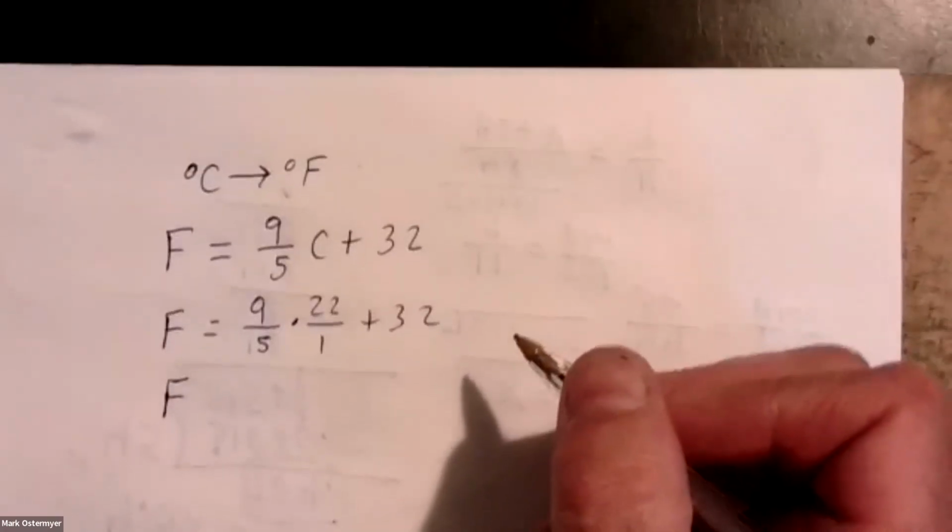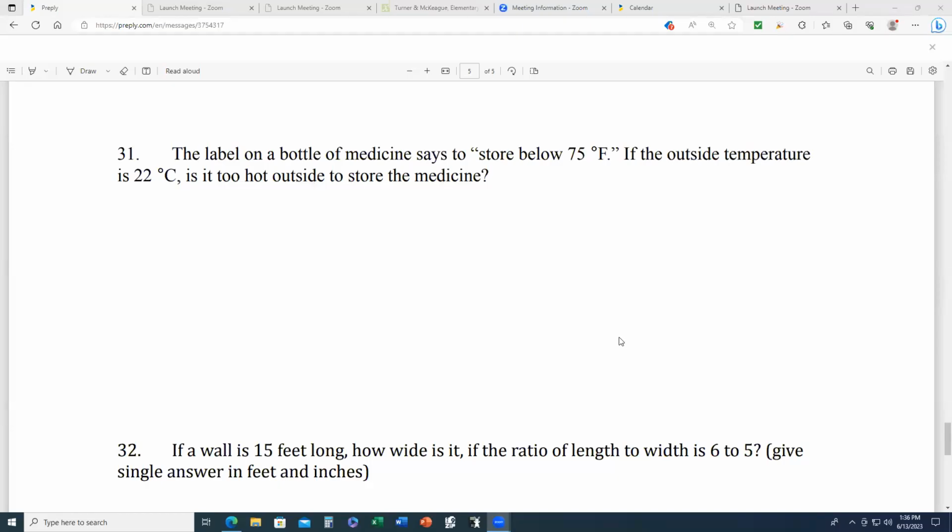Is it too hot outside to store it? Yes, because 22 Celsius is really hot, Mark. Well, let me see. Hold on. Well, I know 20 Celsius is 68 degrees, correct? Yeah, because I use Celsius in my country. Yeah, but is 22 degrees higher than 75 degrees Fahrenheit? 22 Celsius is hot. 75 degrees is also hot. Is it too hot outside to store the medicine?